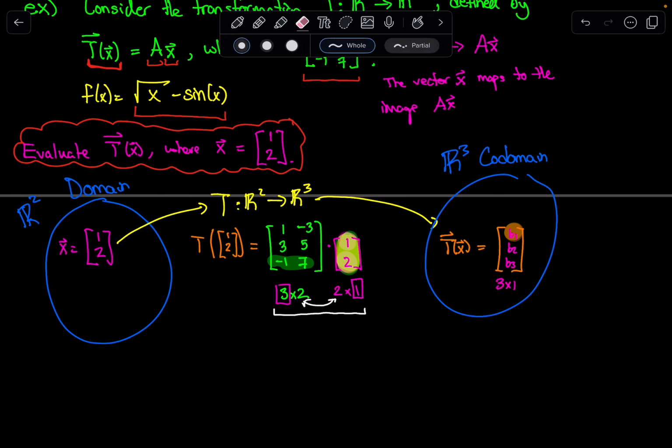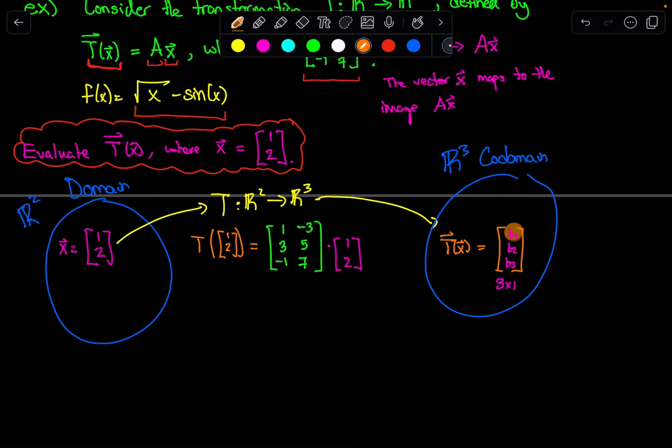take this matrix A and multiply it by our vector x here. So since things line up, it turns out that T of x, we already know, is going to be a 3 by 1 vector.